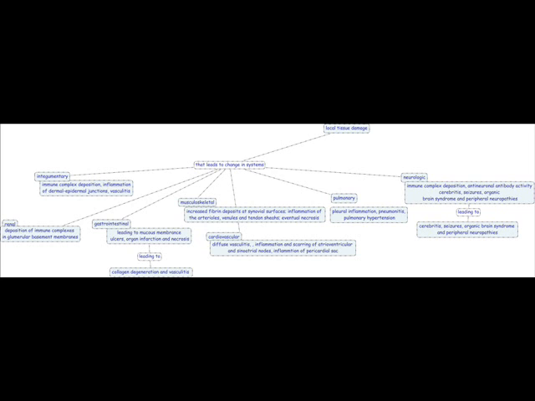Cardiovascular system: diffuse vasculitis, inflammation and scarring of the atrioventricular and sinoatrial nodes, and inflammation of the pericardial sac. While in the pulmonary system, there is pleural inflammation, pneumonitis, and pulmonary hypertension. Neurologic system: there is immune complex deposition and antineuronal antibody activity, leading to cerebritis, seizures, organic brain syndrome, and peripheral neuropathies.